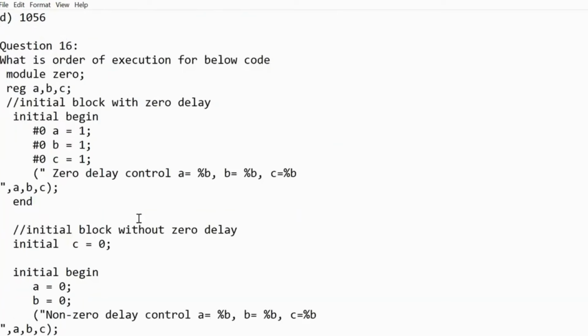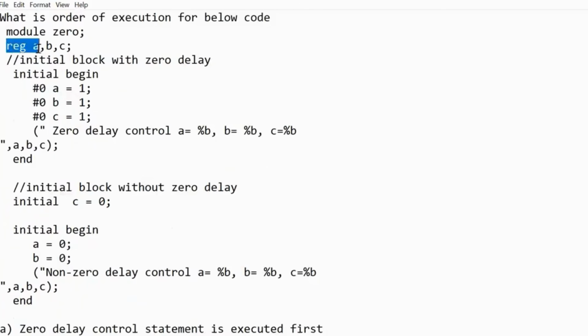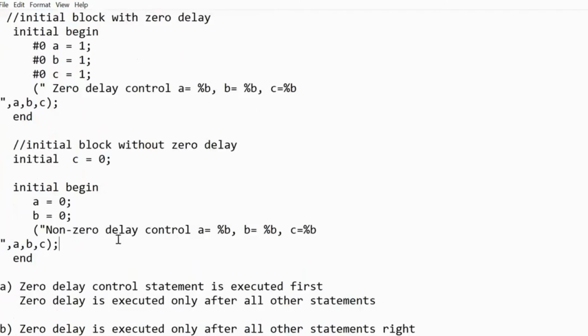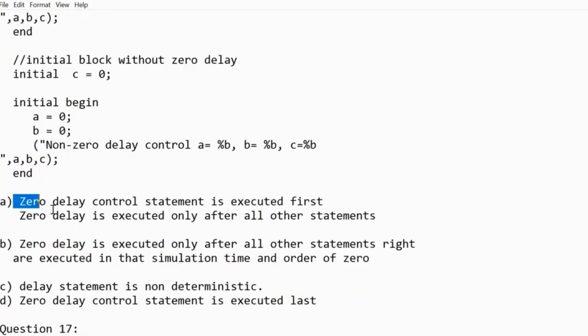And next question. What is the order of execution for the below code? Reg A, B, C, A equal to B equal to C at 0 simulation time. So the statements are printed here, and at a non-zero simulation time C equal to 0 and A equal to 0, B equal to 0. So what is the order of simulation here? You can check the options here.